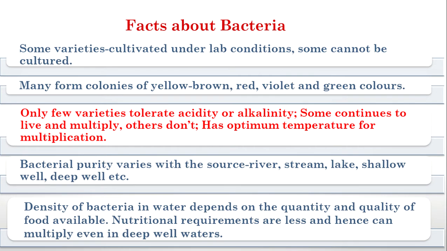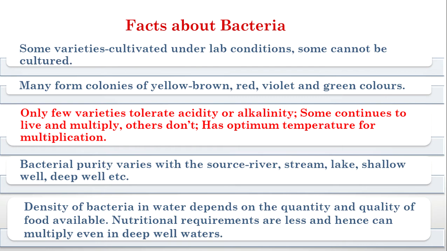Now these are some facts about bacteria. There are certain things which are peculiar to bacteria. Some varieties are cultivated under lab conditions, some cannot be cultured. So in the lab we can cultivate bacteria for some testing purposes or some culturing, some analysis and all. Many of the bacteria form colonies of yellow, brown, red, violet or green colors. So they can form colonies. We can count the colonies by means of this color.